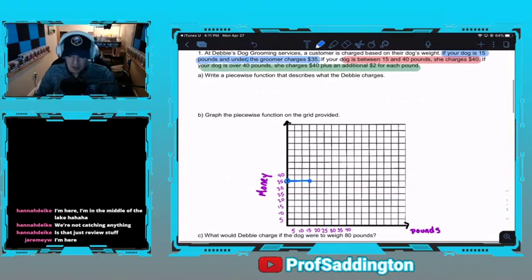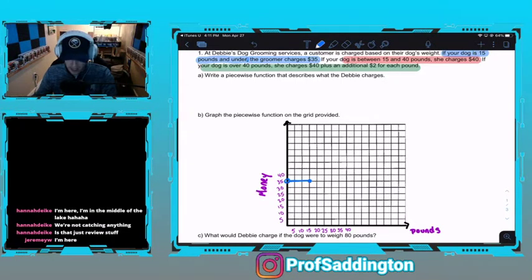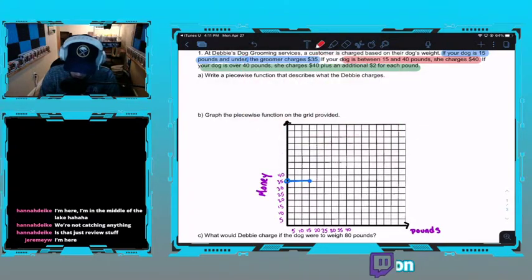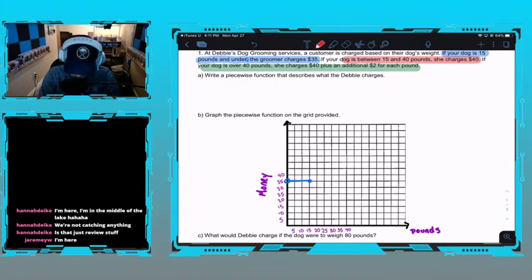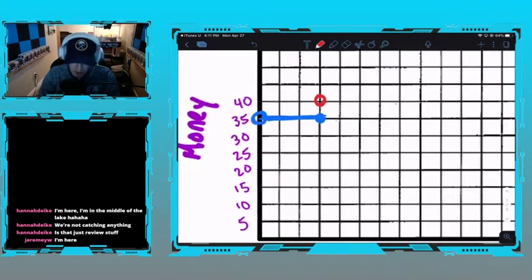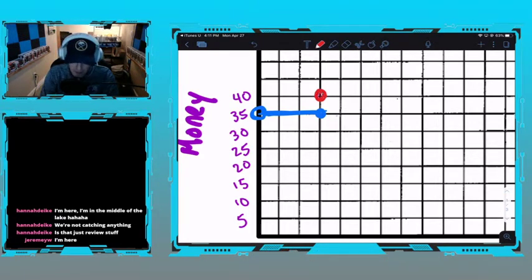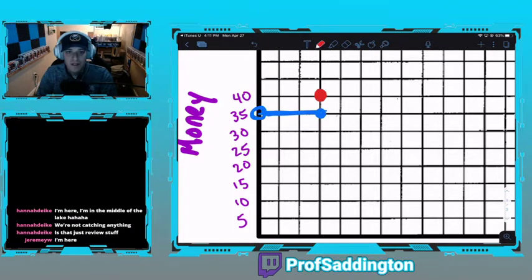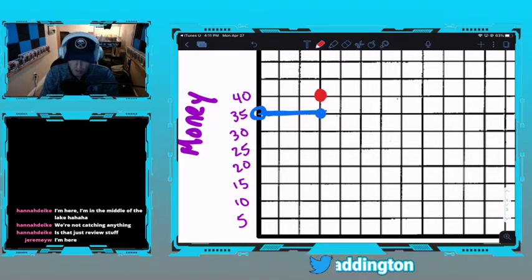The next part says that if the dog is between 15 and 40 pounds, she's going to charge $40. So I'm still at 15 all the way up to 40 pounds. So I'm starting here, and I don't know if this is supposed to be open or closed unless I look at my graph. I know this has to be open because if we make this closed right now, it's going to fail the vertical line test. You can't have two closed circles overlapping each other. That can't happen. So this has to be an open circle.